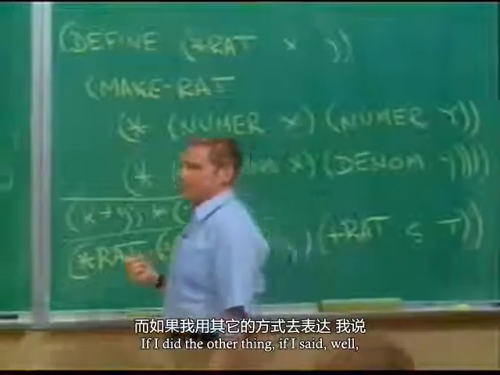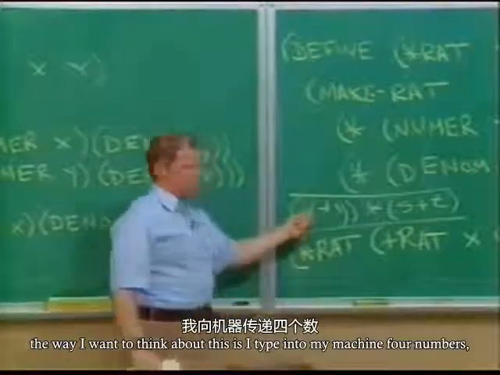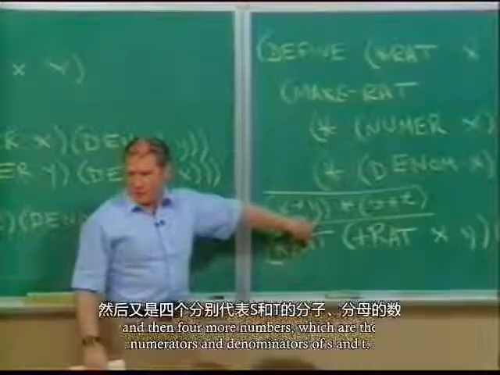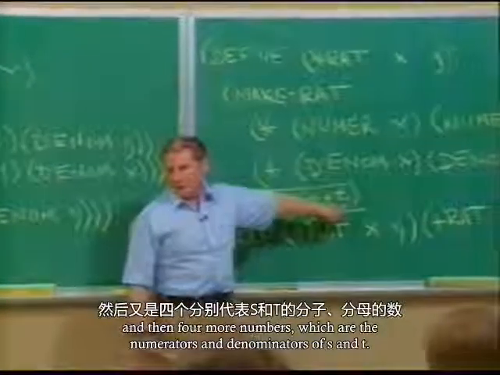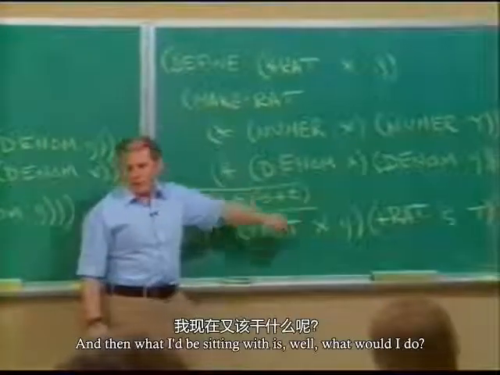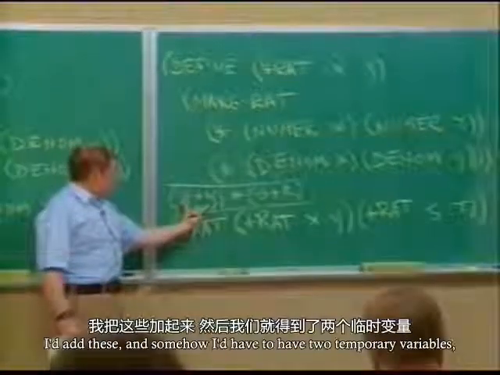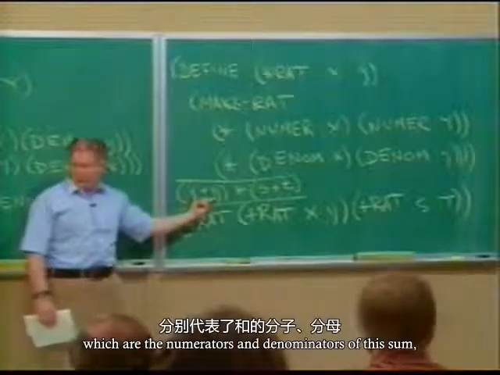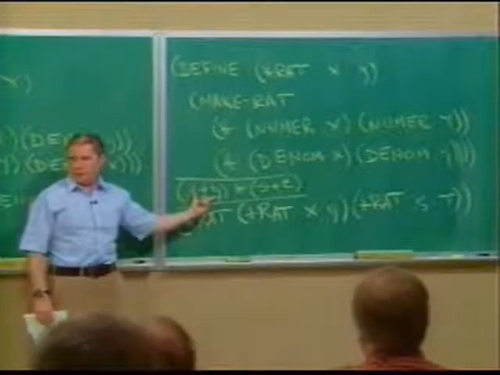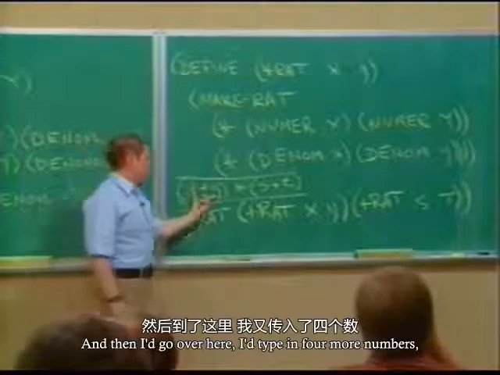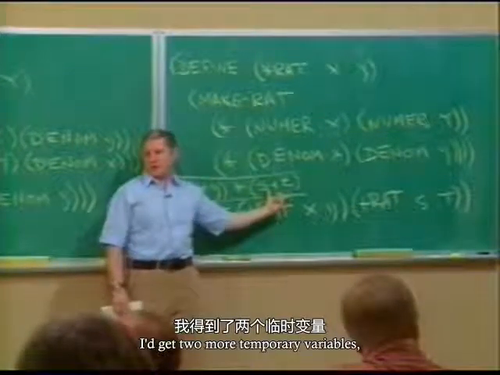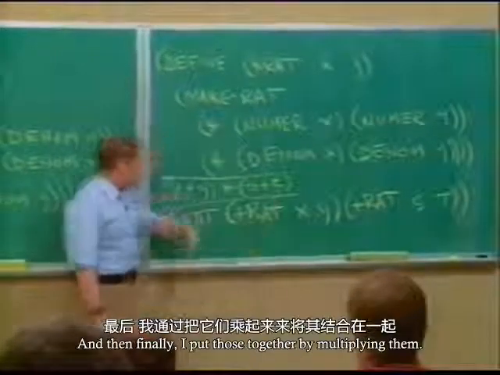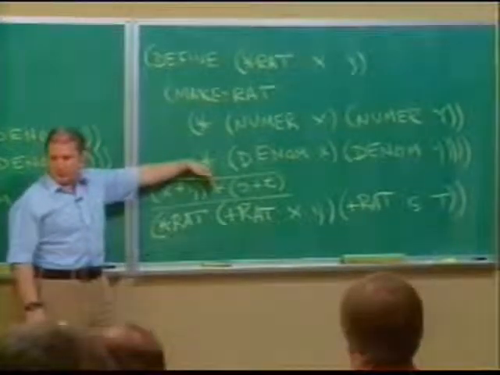If I did the other thing, if I said the way I want to think about this is I type into my machine four numbers, which are the numerators and denominators of x and y, and then four more numbers, which are the numerators and denominators of s and t, then what would I do? I'd add these, and somehow I'd have to have two temporary variables, which are the numerators and denominators of this sum. And I'd go off and store them someplace. Then I'd type in four more numbers, I'd get two more temporary variables, which are the numerators and denominators of s and t. And then finally, I'd put those together by multiplying them.